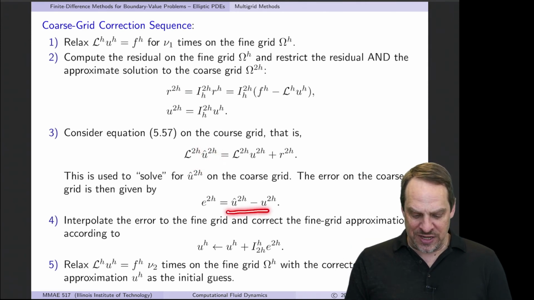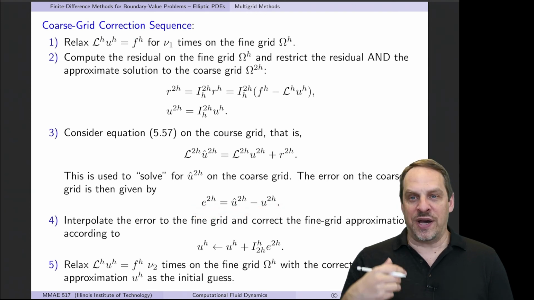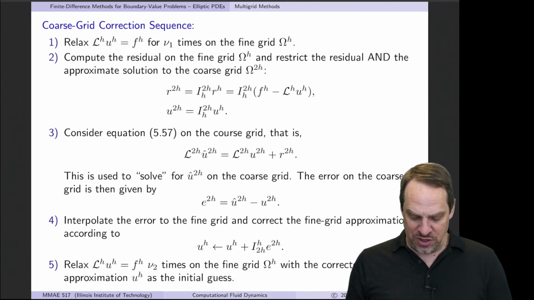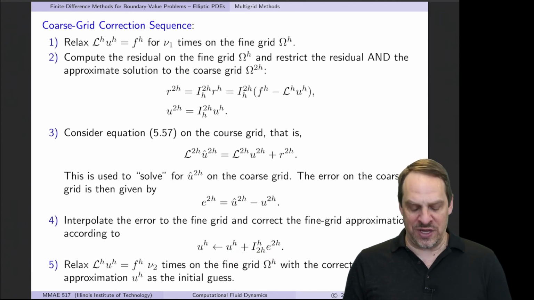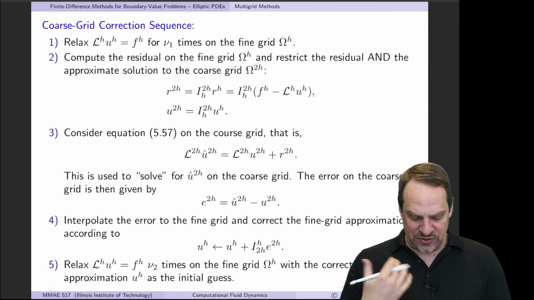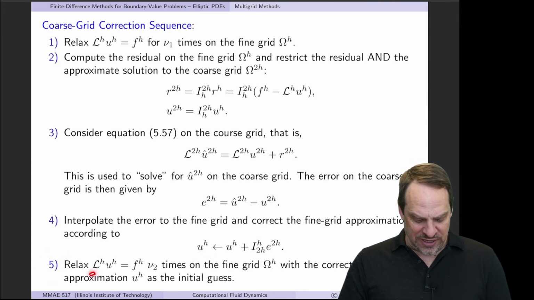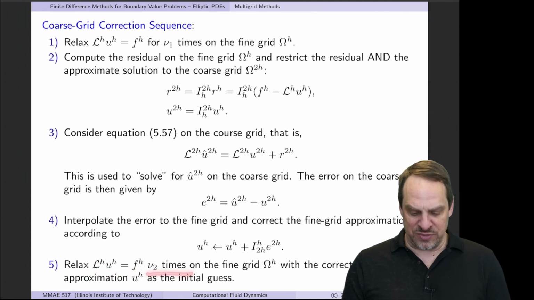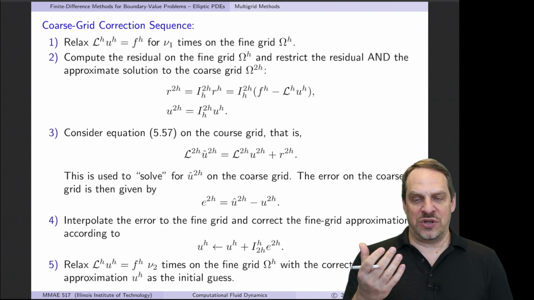Once I have U hat, the difference between U hat and U, that's the error. I can then interpolate that error up to the fine grid. Here's the error on the coarse grid, interpolate it up to the fine grid, use that to correct the solution UH on the fine grid to get a new solution on the fine grid. And then step 5 is the same as before. We relax on LU is equal to F on the fine grid a certain number of times in order to complete the coarse grid correction.